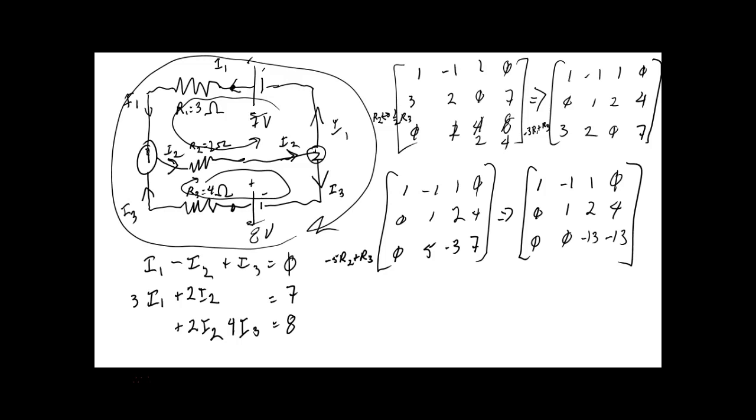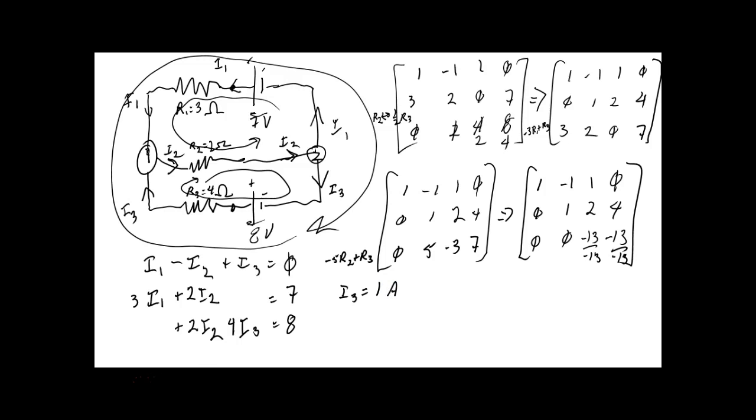Divide everything by 13. Yes, divide everything in the last row by negative 13, and that will give you a 1, 1. Which tells you what? The third column stands for I3, and so that tells you I3 is equal to 1 amp. If the others are in volts and ohms, then this will be in amps.